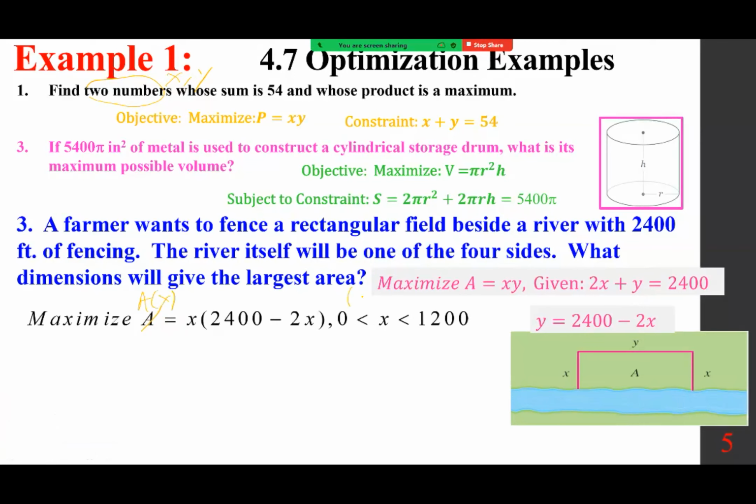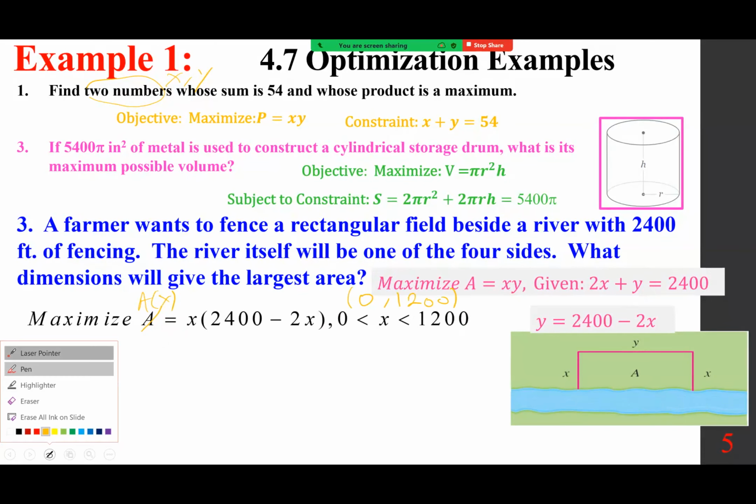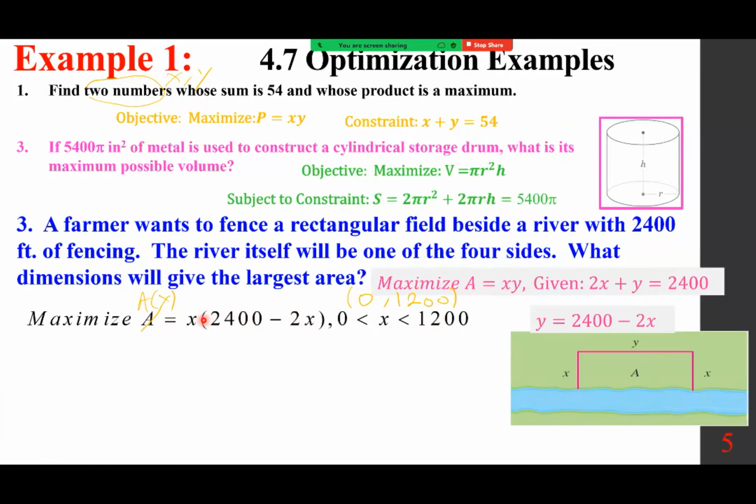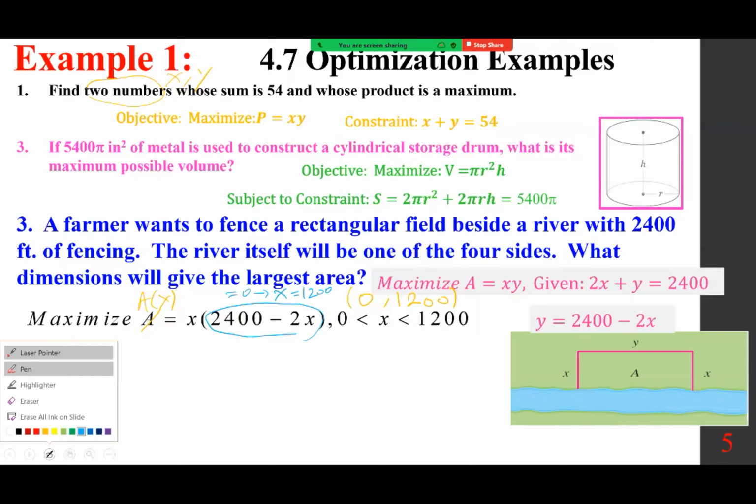And it gives us this open interval of 0 to 1200. This is important. And why is that? First of all, we are talking about dimensions. It must be positive. Why 1200? If you set this one equal to 0, x becomes 1200. And if you choose x to be larger than 1200, the parenthesis becomes negative times positive. The area becomes negative. We can't have it. Therefore, we have the open interval of 0 to 1200.